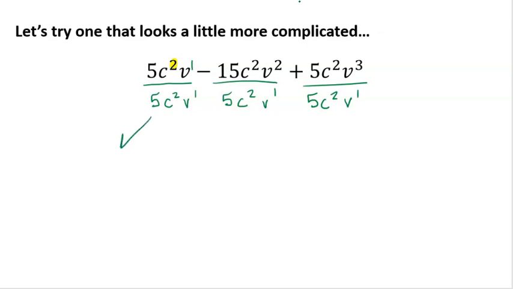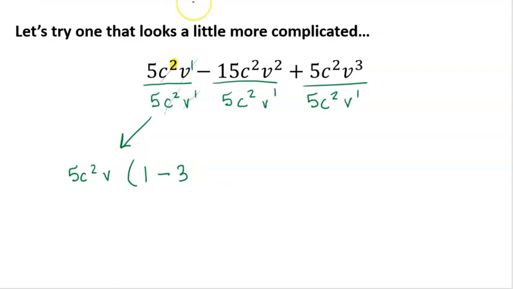Now from here, I'm going to take my GCF, write it out to the side, and then I divide. So 5 divided by 5 gives me 1. And then I've got c squared and c squared, that's going to go away. V to the first and v to the first, that's going to go away. And so I'm just left with that 1. For my next one, I have negative 15 divided by 5. And so that's going to be negative 3.